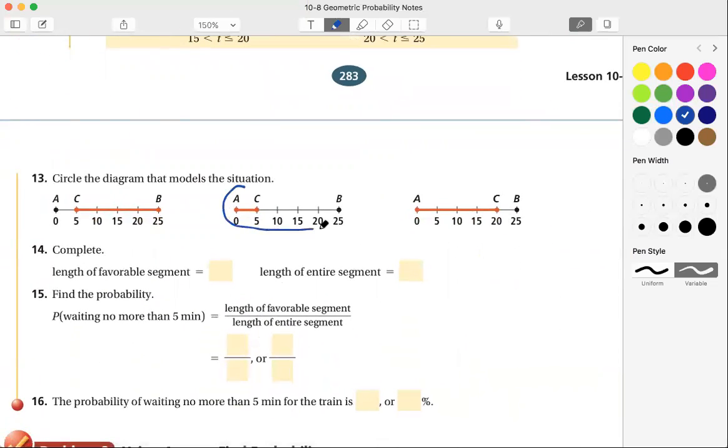This is what we want, no more than 5 minutes. So the length of the favorable segment is 5. The length of the entire segment is 25. So the probability is 5 over 25, which is 1/5. So the probability the commuter will not have to wait more than 5 minutes is 1 out of 5, or 20%.